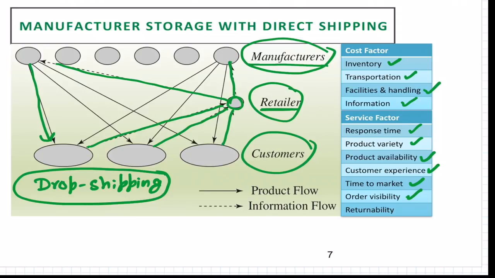Order visibility could be a challenge because so many manufacturers are involved. Some investment in information technology may be needed, but still, because of coordination of the retailer with various manufacturers, it could be challenging. Similarly, returnability is also a bit difficult. It's not that customers can walk into a store with their product and return it. They may have to contact the manufacturer and go through some procedures and processes before they can return their products. So this could be a good design for those kinds of items which are slow moving and also of high value, and where customers are willing to wait to get their deliveries.